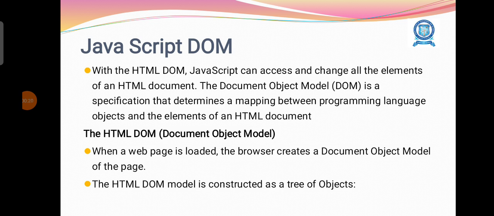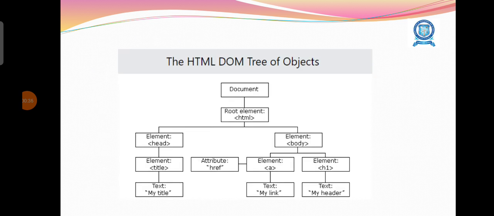The Document Object Model, or DOM, is a specification that determines a mapping between programming language objects and the elements of the HTML document. When a web page is loaded, the web browser creates a document object model of the page. The HTML DOM has the following tree of objects. So the first object is document.